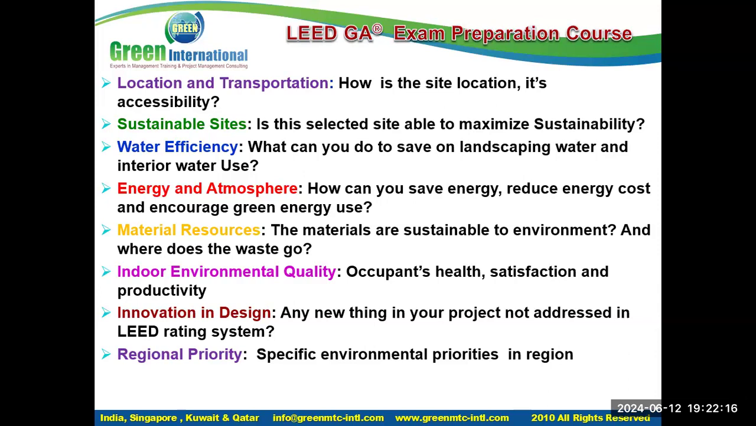So from the next class onwards, we are going to see each category: location and transportation, sustainable site. That way we go through what the prerequisites are and what the strategies are to meet those prerequisites and credits. Then similarly we continue with all the other categories.